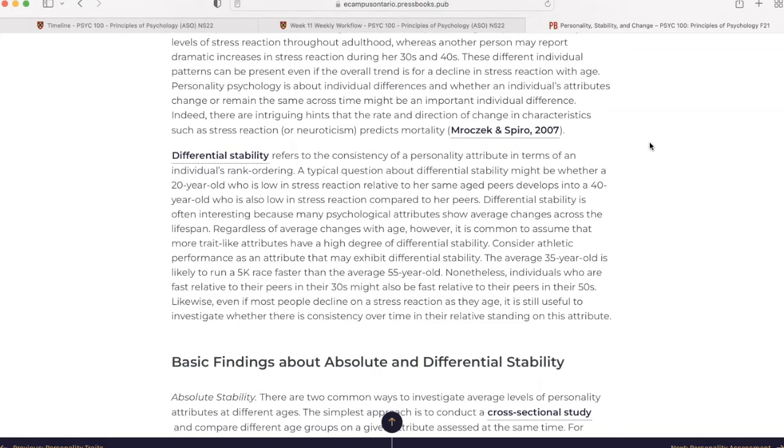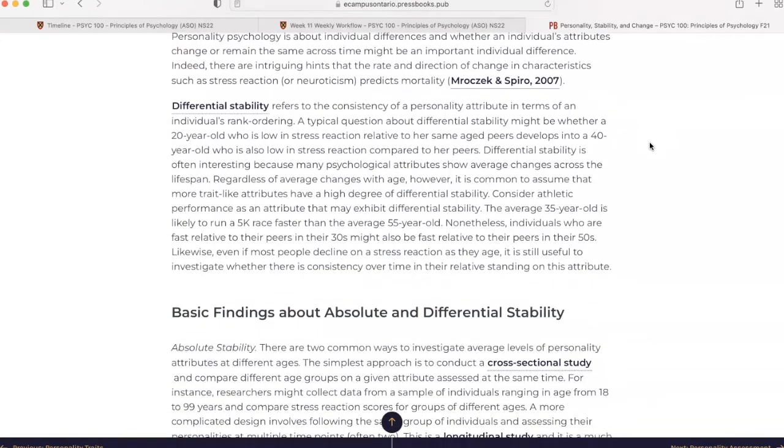Differential stability refers to the consistency of a personality attribute in terms of an individual's rank ordering. A typical question about differential stability might be whether a 20-year-old who is low in stress reaction relative to her same-age peers develops into a 40-year-old who is also low in stress reaction compared to her peers. Differential stability is often interesting because many psychological attributes show average changes across the lifespan.